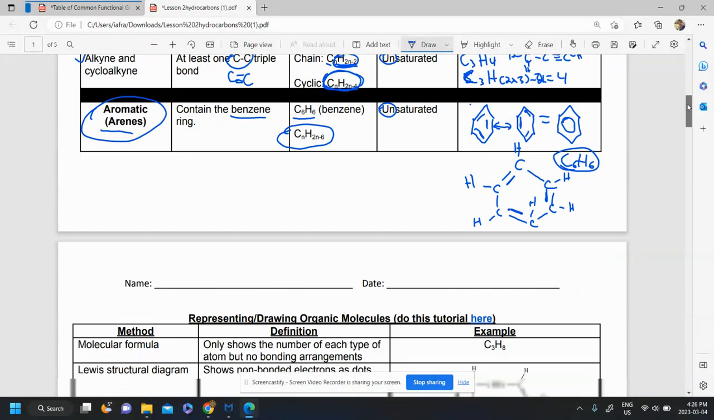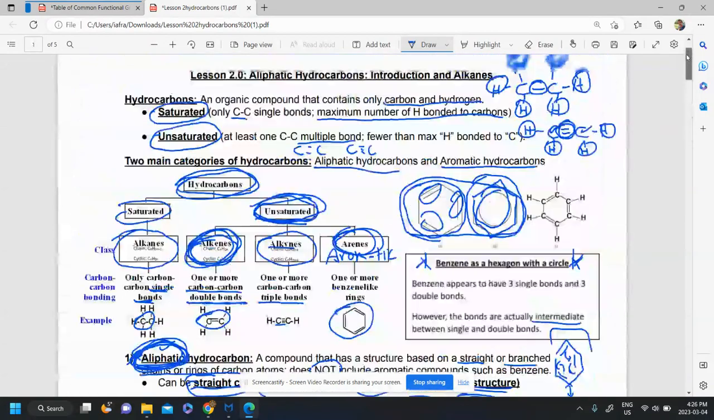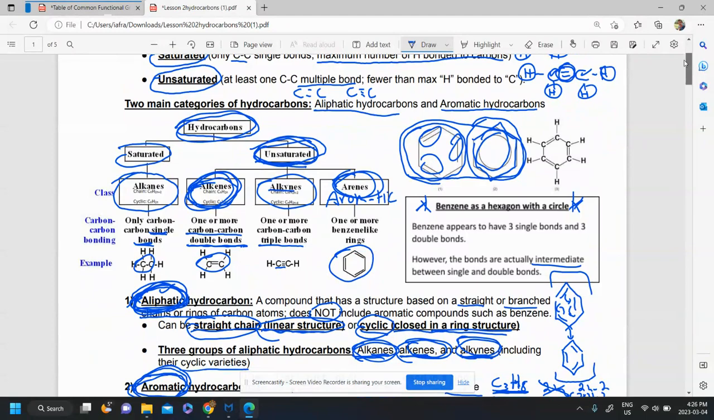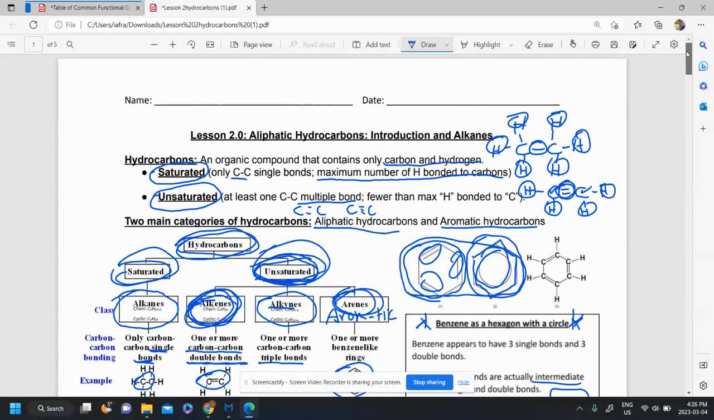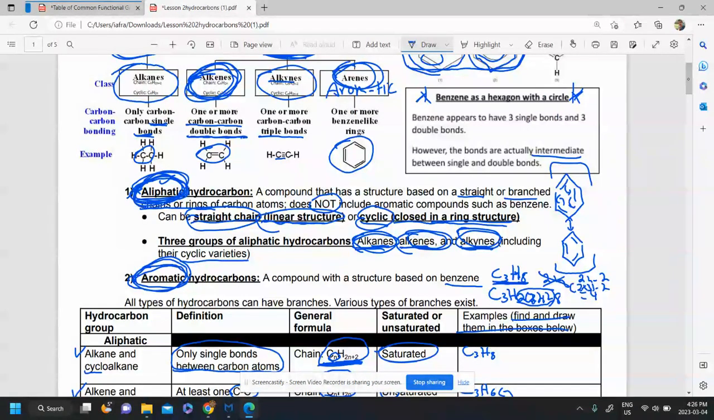So let's go and take a quick look at the different ways you can represent organic molecules. What we just saw in this video here is what hydrocarbons are. We saw that hydrocarbons can be saturated or unsaturated, which basically means saturated, maximum number of hydrogens, only single bonds, unsaturated, not the maximum number of hydrogens, so double bonds or triple bonds. Within hydrocarbons, you have 2 main families. You have your aliphatic ones and you have your aromatic ones. Aromatic have benzene, aliphatic do not. Aliphatic can be the alkynes, alkenes, alkanes.